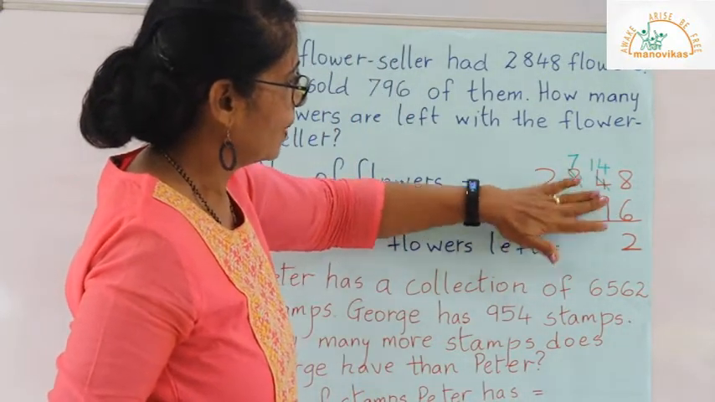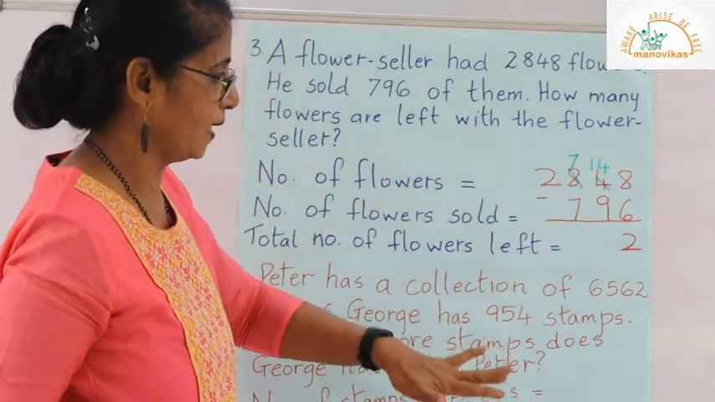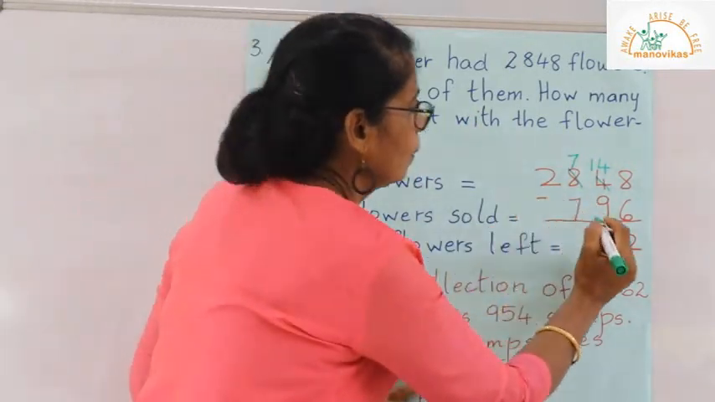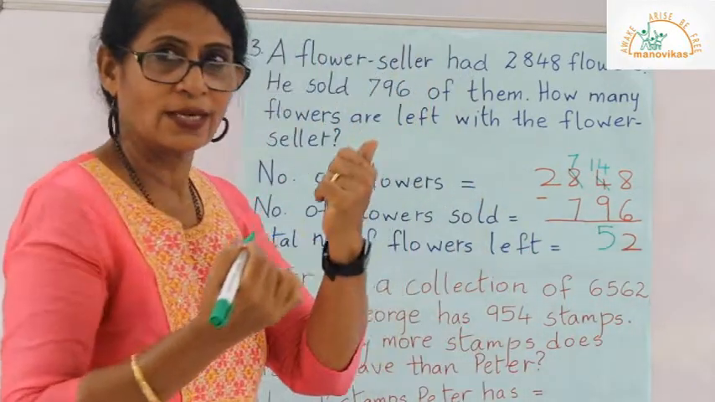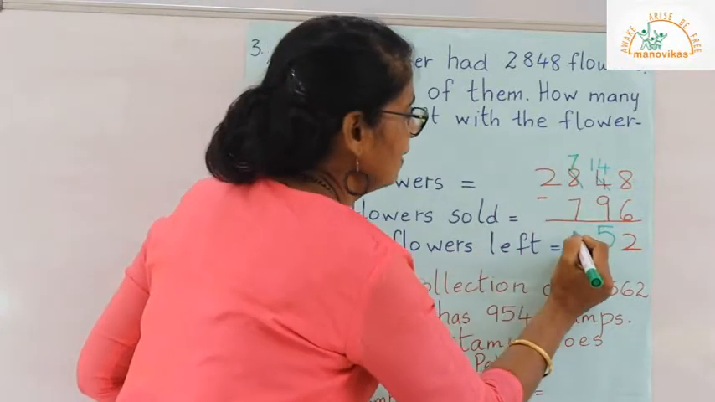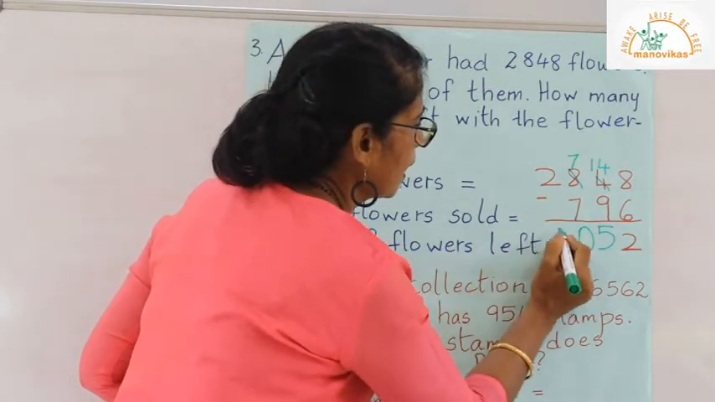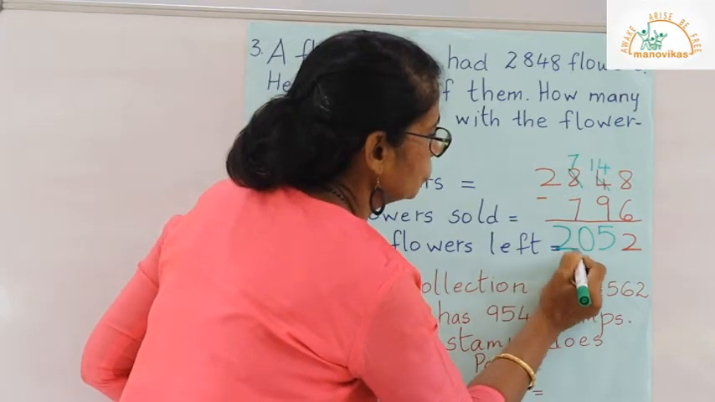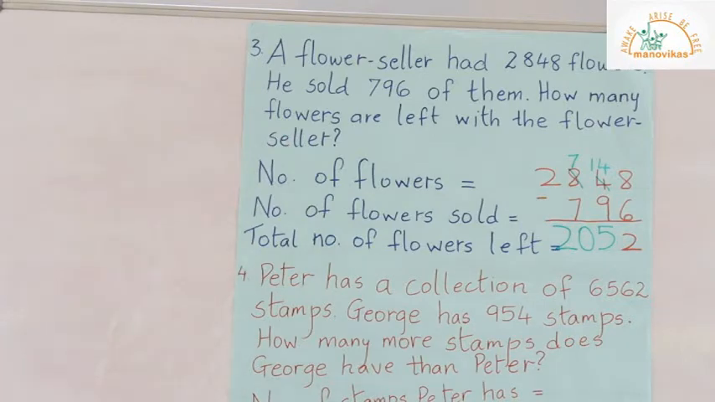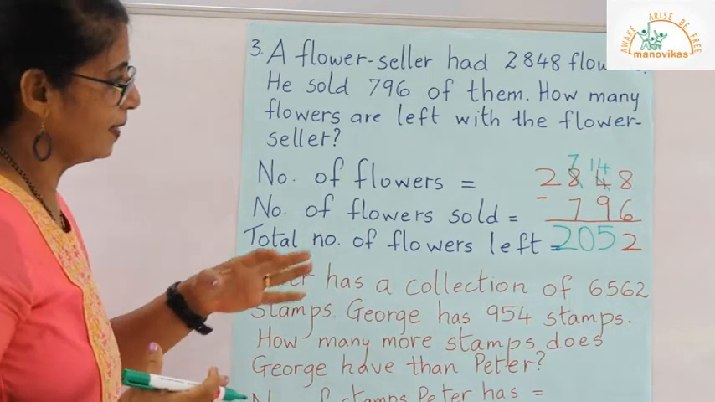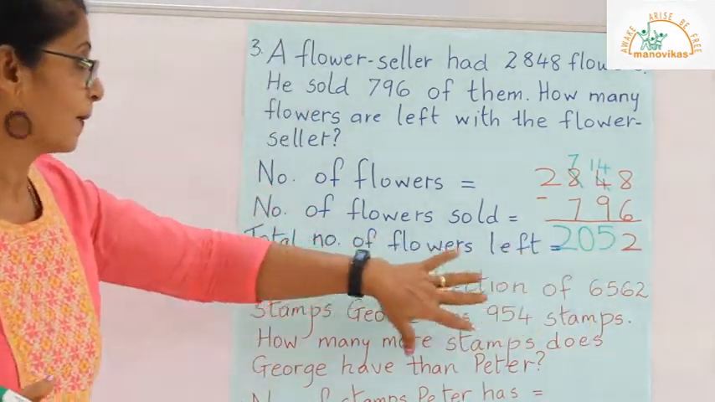So when we minus 9 from 14, we get 5. Backward counting will give you 5. 7 minus 7 gives us a 0. And you bring your 2 down. So the number of flowers that has left with the flower seller is 2,052.